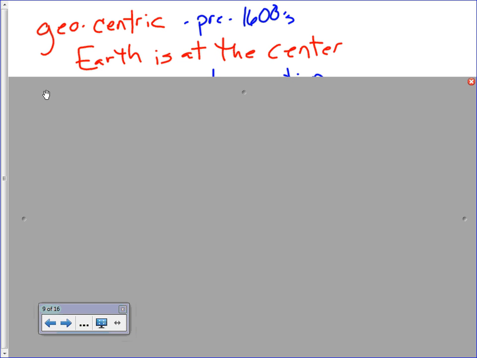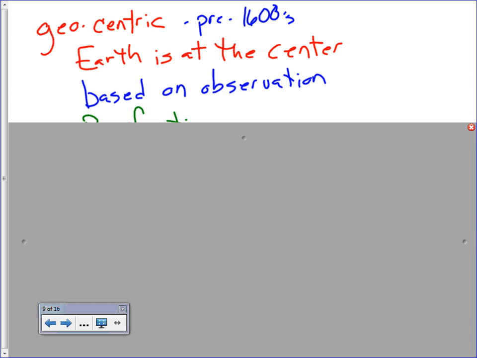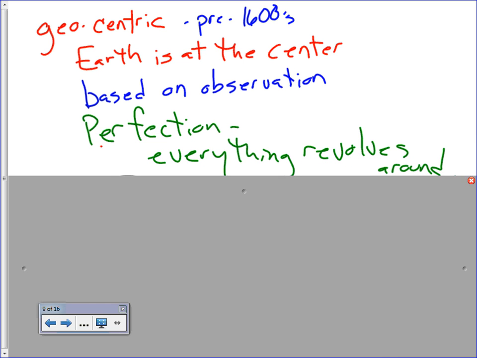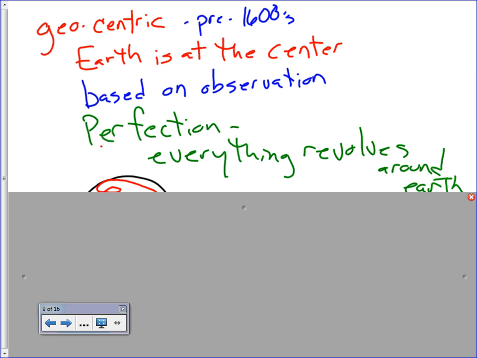And this idea came about basically by people looking up at the sky. So you look up and you see the moon, which appears to be going around the earth, which it is. You look at the sun, it appears to be going around the earth, which it turns out it is not. But that's what it looks like when you're standing here on the earth. And this all fit along with this model of perfection, and that everything revolves around the earth, and the perfection of man in the system, and we're the center of everything.